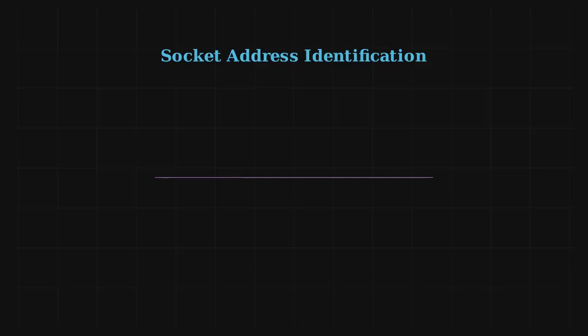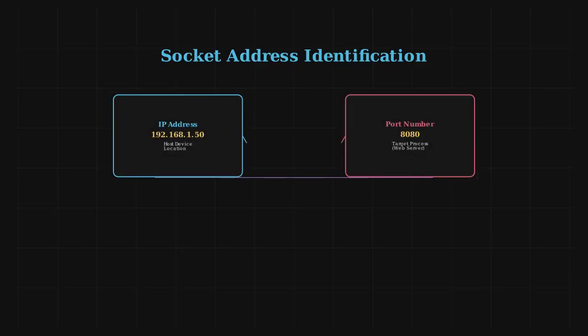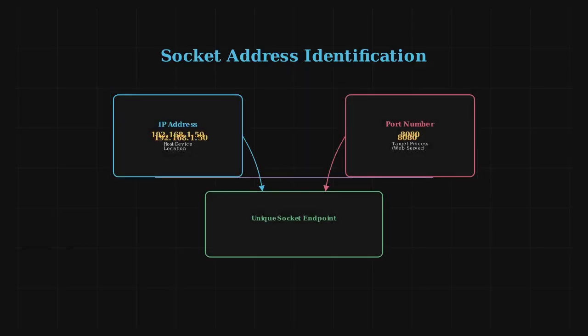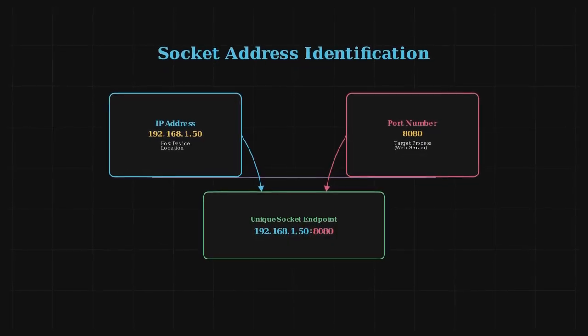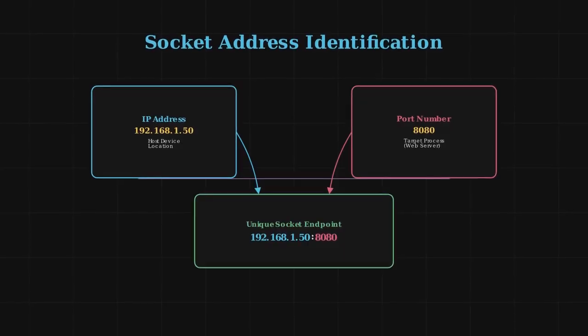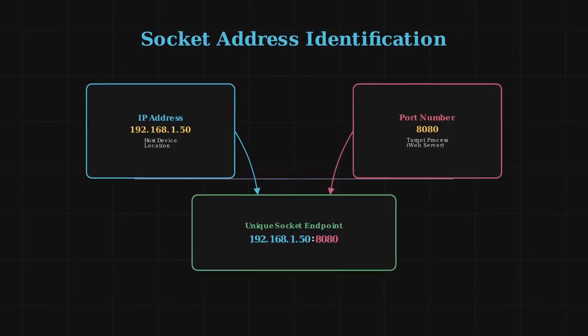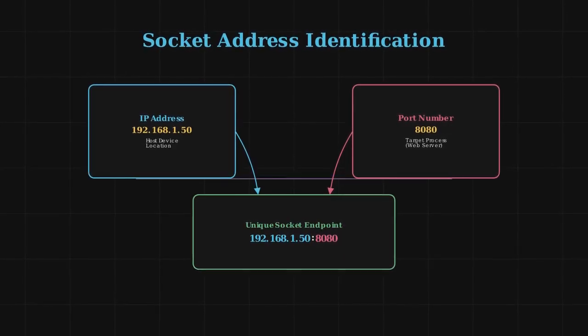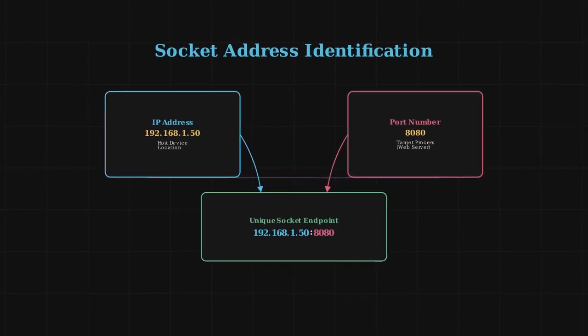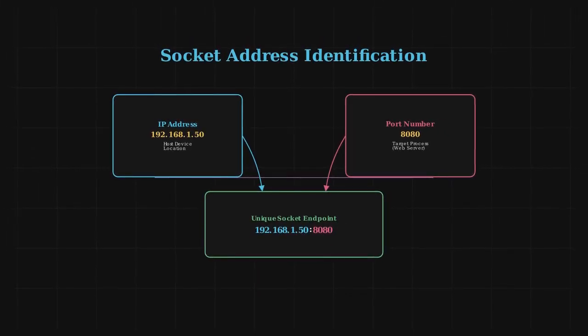How does the network transport layer know which process to deliver a message to? A host's IP address only gets the packet to the destination device. To reach the exact process, we need a port number. A socket is uniquely identified by the combination of an IP address and a port number, acting like an apartment number on a building address.